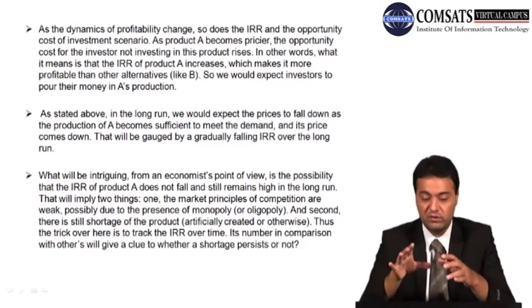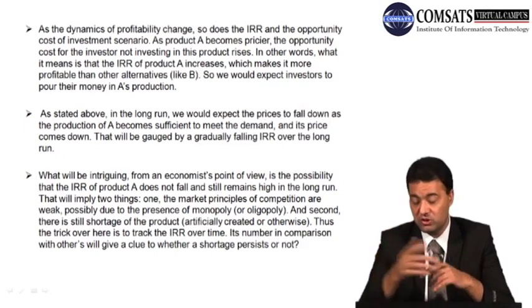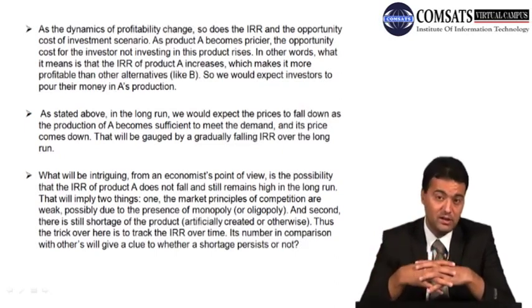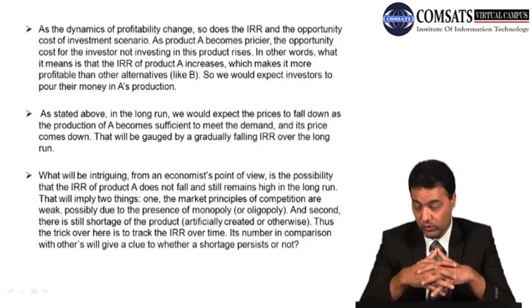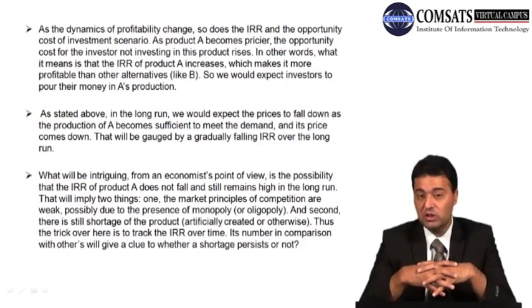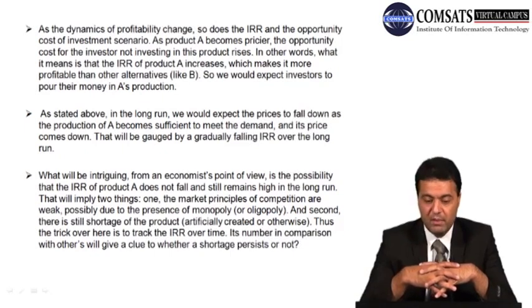So we would expect investors to pour their money in A's production. Yes, we will. As I said, as a logical investor, one would expect that to happen. As stated above, in the long run, we would expect the prices to fall down as the production of A becomes sufficient to meet the demand and its price comes down. That will be gauged by a gradually falling IRR over the long run.